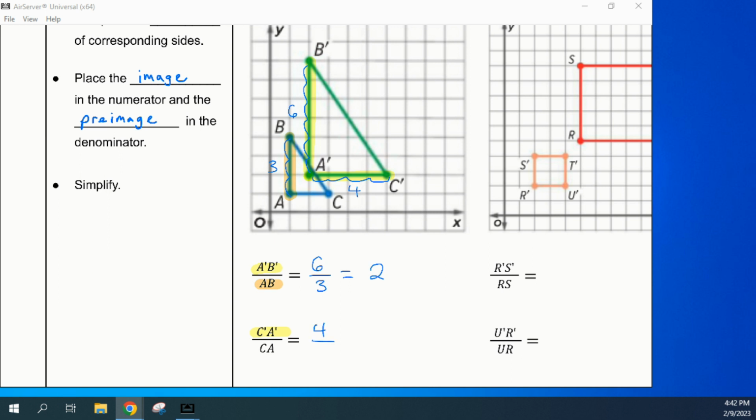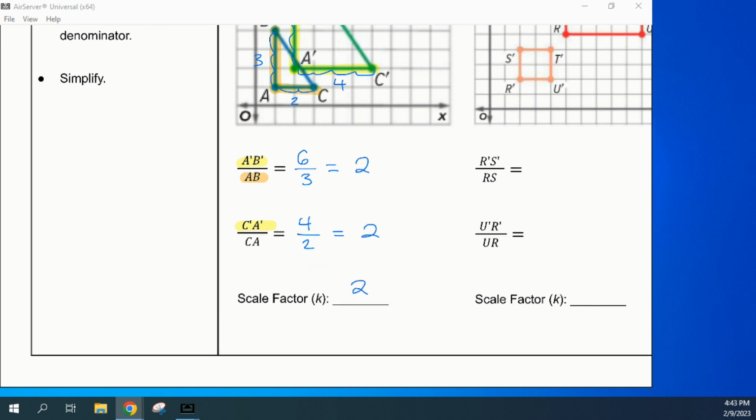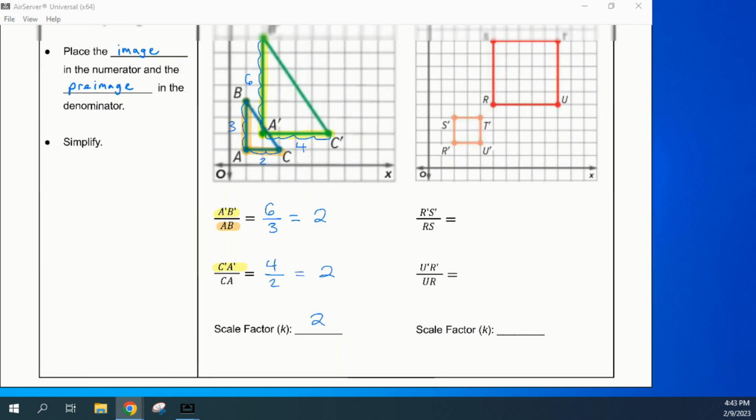And then from C to A, you can just count that pretty simply. 1, 2. So that's going to be 2. So we have 4 over 2, which also is 2. So we can safely say then that the scale factor from ABC to A prime, B prime, C prime is a scale factor of 2, and you can tell from the figure here, we went from a smaller triangle to a larger triangle. So this is going to be an enlargement.